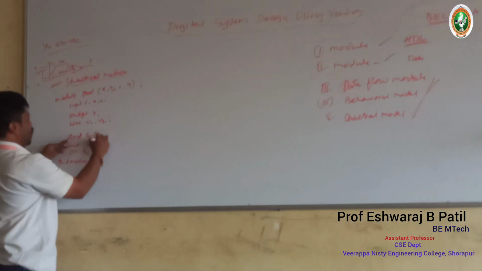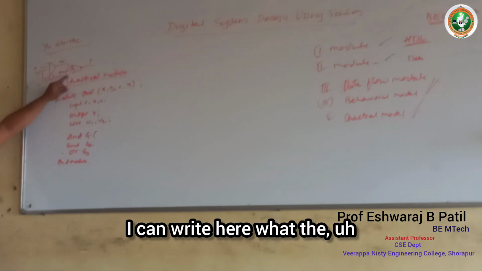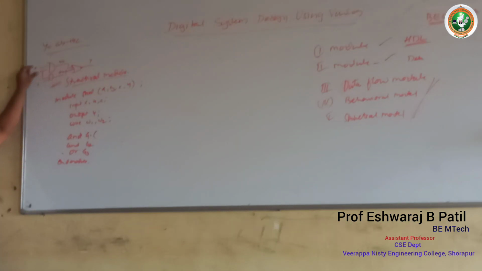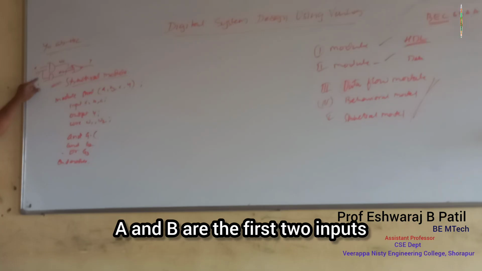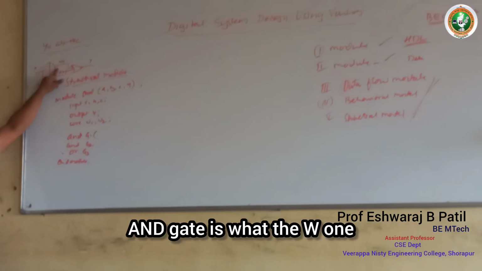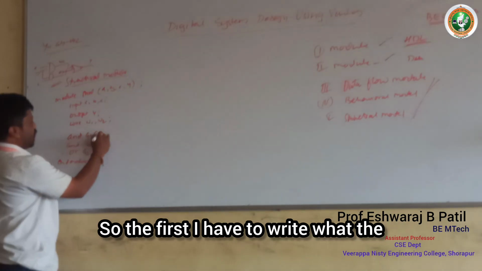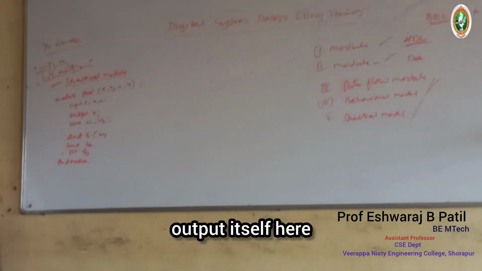For the first AND gate, I first write the output. What are the inputs? A and B are the first 2 inputs, and the output of the first AND gate is W1. So first I have to write the output itself here.